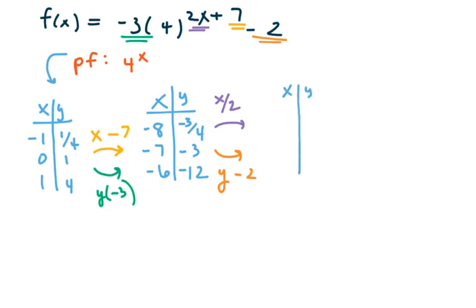So now I've got these points here. -8 divided by 2 is -4. -7 divided by 2 is -3.5. -6 divided by 2 is -3. If we're subtracting 2 from the y's, -0.75 minus 2 is -2.75. -3 minus 2 is -5. -12 minus 2 is -14. So these are the points of our transform function.